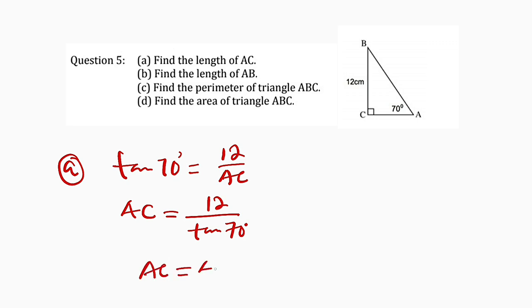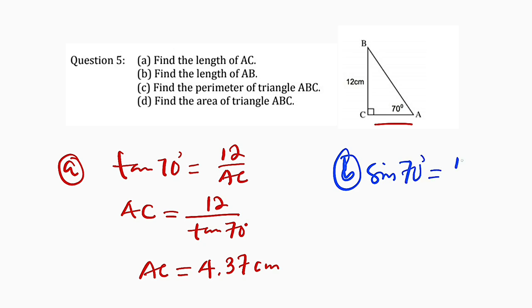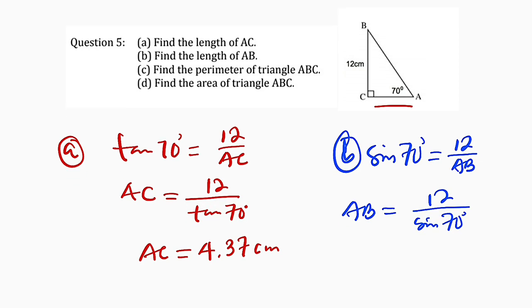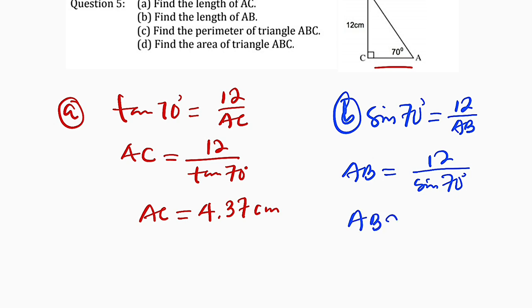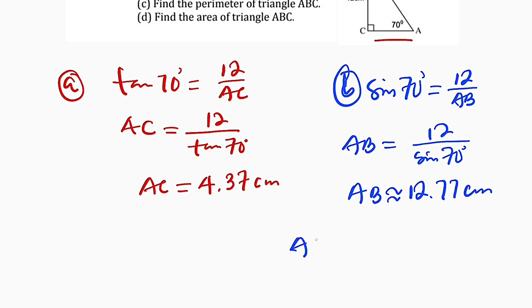AC is equal to 4.37 centimeters. We are done with this side. Then we are asked to find this side as well. Since we have two sides, we can apply Pythagoras rule, or you can use the sine ratio, because the relationship between the hypotenuse, which we are looking for, and the opposite side is sine. So sine of 70 degrees is equal to 12 divided by the hypotenuse. This is the B part. Sine of 70 degrees is equal to opposite divided by the hypotenuse, which is AB. Therefore, AB will be equal to 12 divided by sine of 70 degrees, and this is approximately equal to 12.77 centimeters.